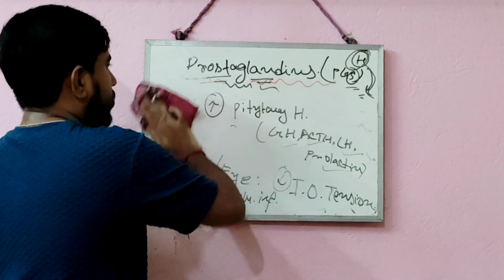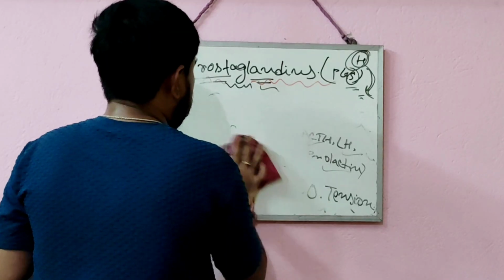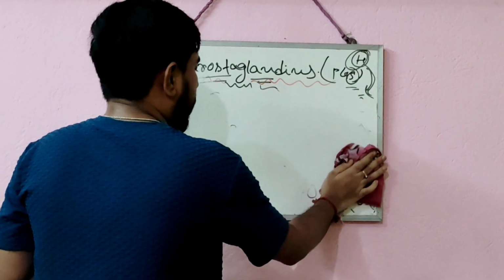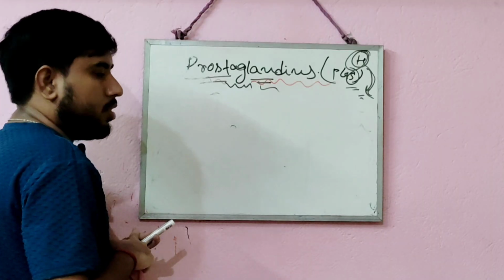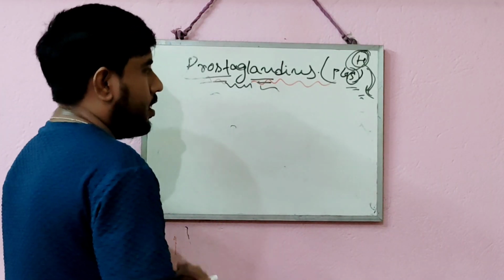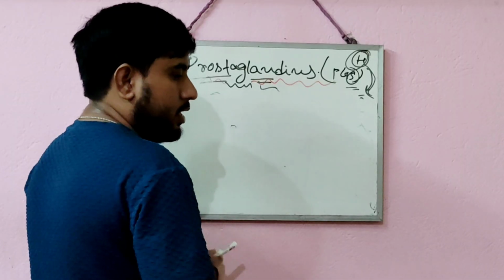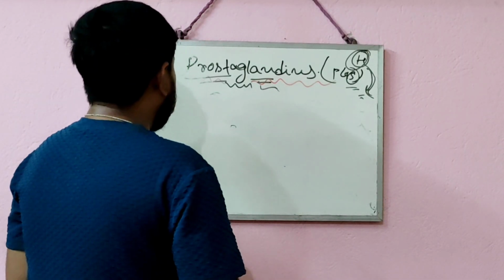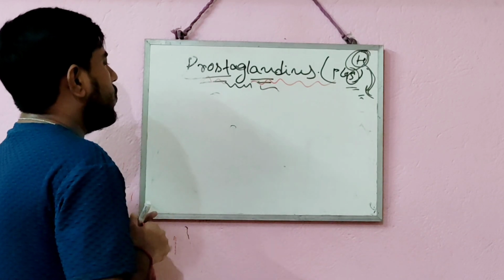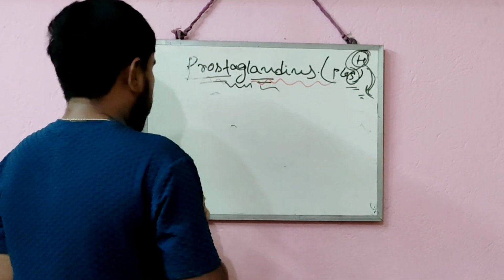So with that I finish the physiological action of prostaglandin in the different systems of our body. It included the cardiovascular system, blood system, respiratory system, gastrointestinal system, kidney or renal system, and endocrine gland system. And at last we discussed the physiological action of prostaglandin on our eye, or the ocular system.